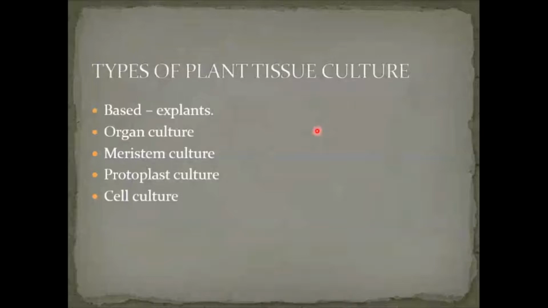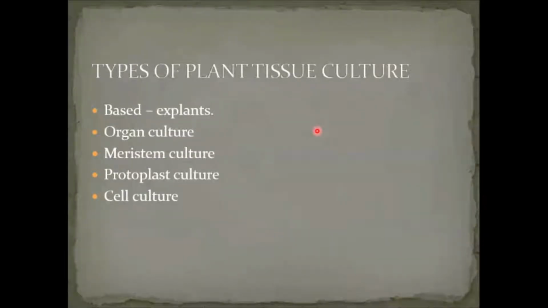That, there are different types of tissue cultures. And one more thing, based upon the explant we are using, different plant tissue cultures are there. See the first one, organ culture. In organ culture, we will culture organs of plants like a shoot and a root.